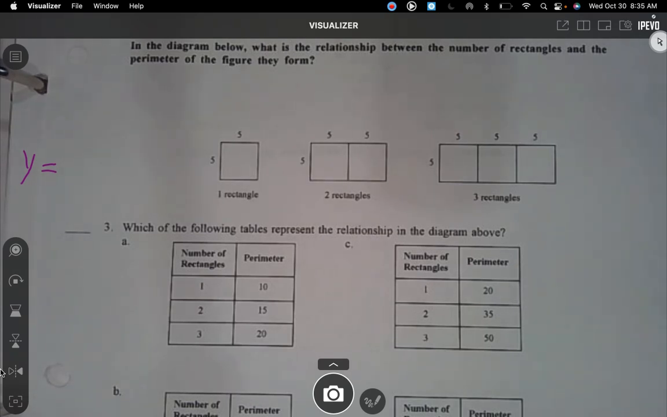So, what stays the same at the ends? 5 and 5, which is what? 10. So, at the end, I'm going to have plus 10, okay? That's what's at my ends.